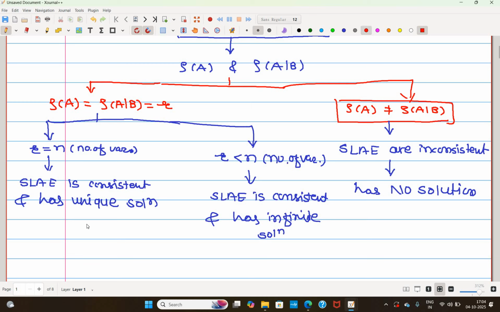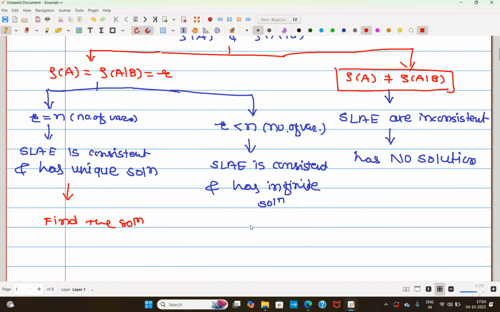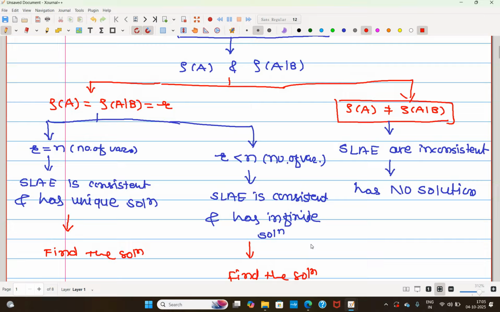Correct? Now another aspect is that if there is a unique solution, then we have to find out the solution here. And if there are infinite solutions, then here also you have to find out the solution. I repeat once again, if both of the ranks are equal, you are having your system of equations as consistent, having a solution, either unique or infinite. And if ranks are not equal, then the system of linear algebraic equations is inconsistent, having no solution at all.